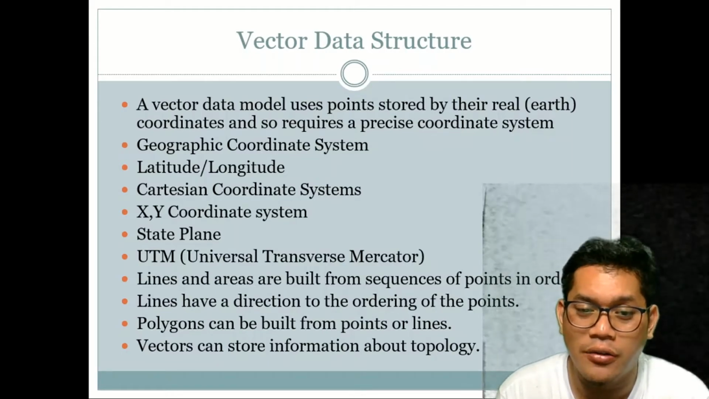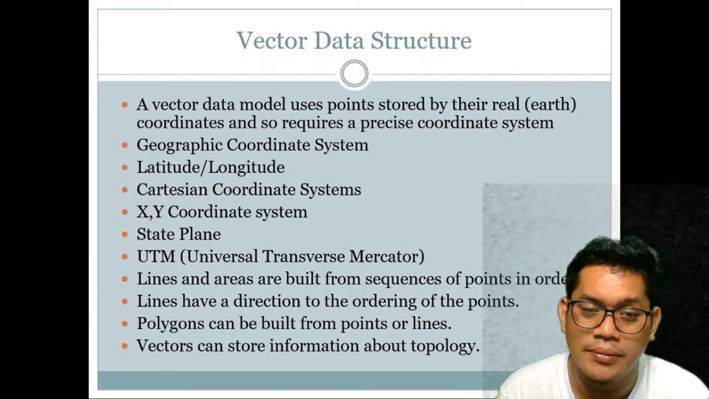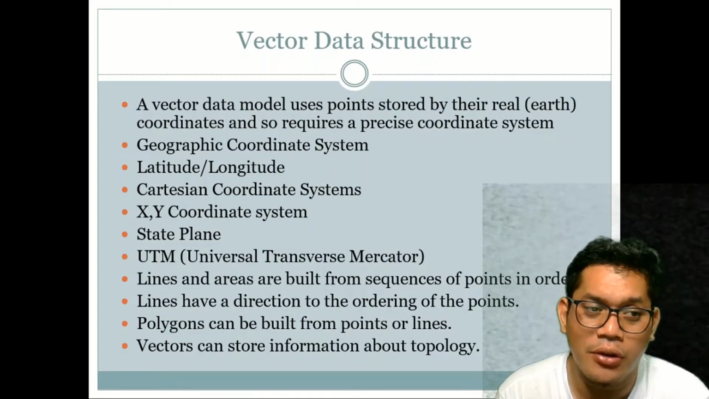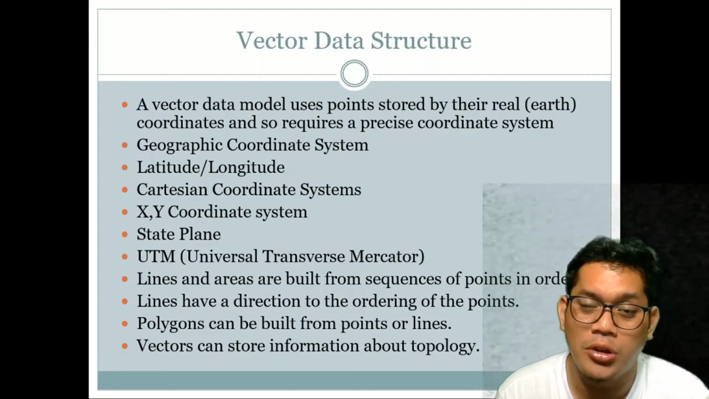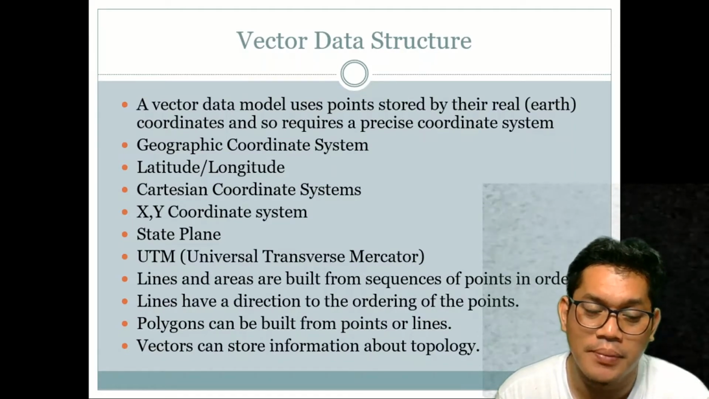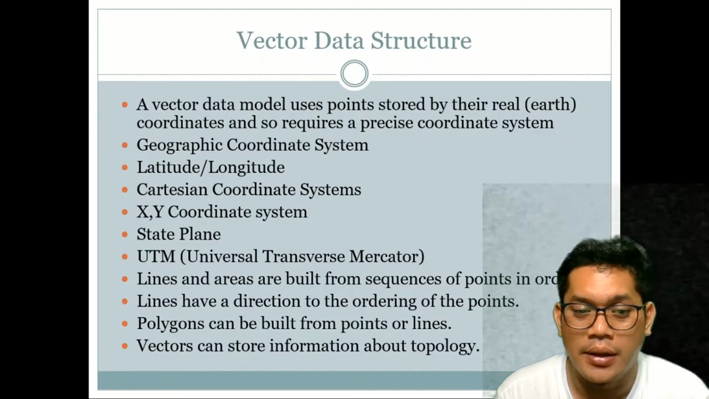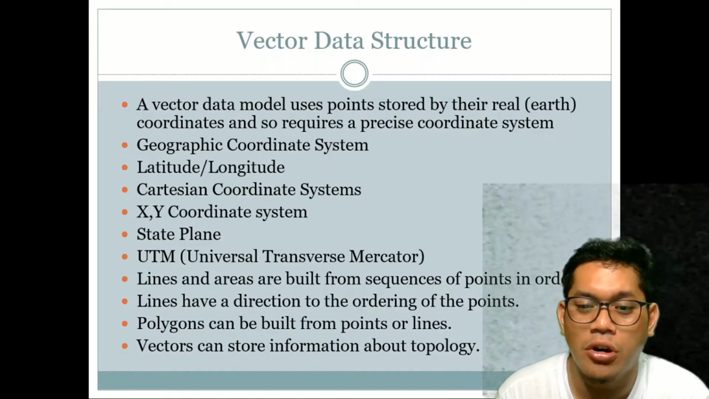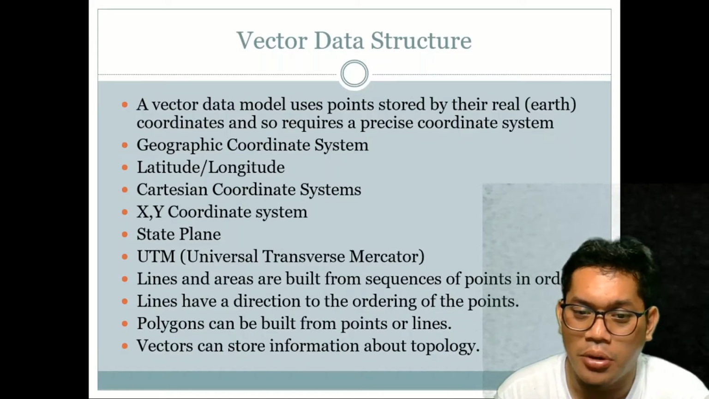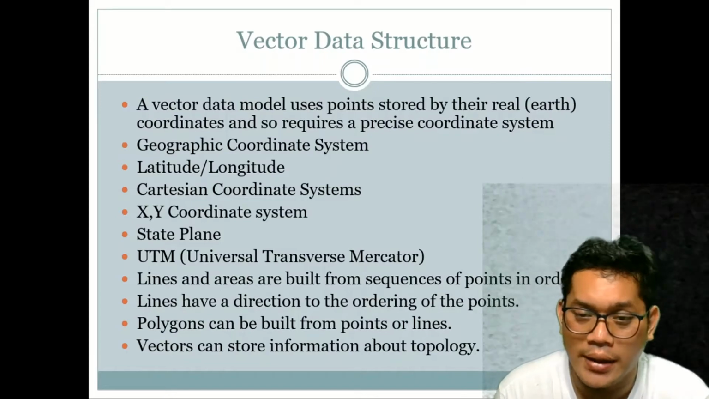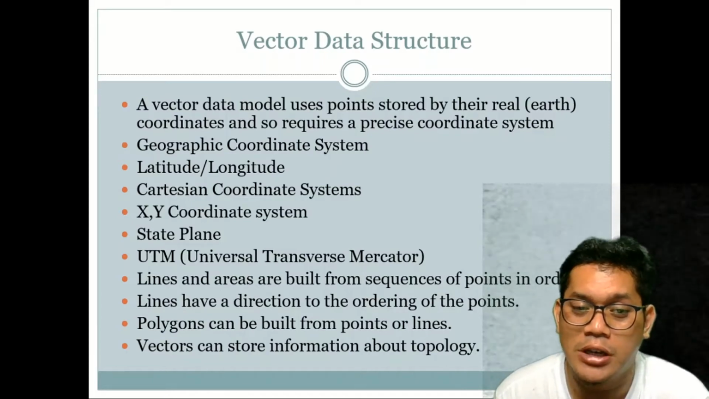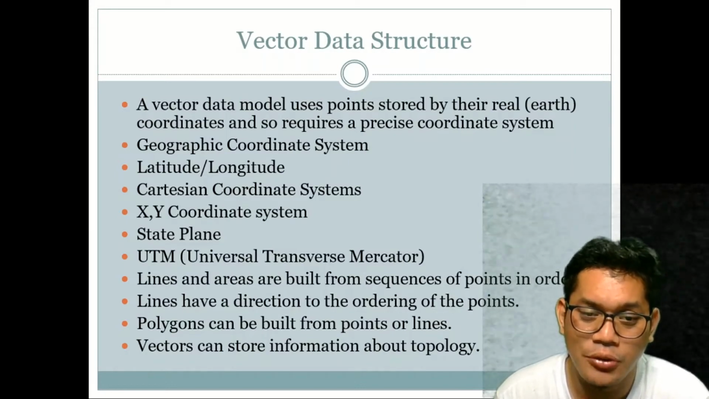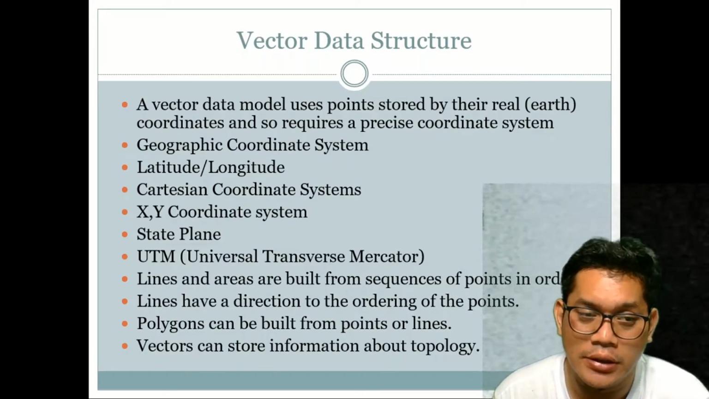Therefore, the basic form of vector data will be the points. It's very important because we want to keep the coordinates accurate. And lines have a direction given by the ordering of the points, and polygons are built from the points and lines as well. But they must be enclosed. They must close the area to create the enclosed region.